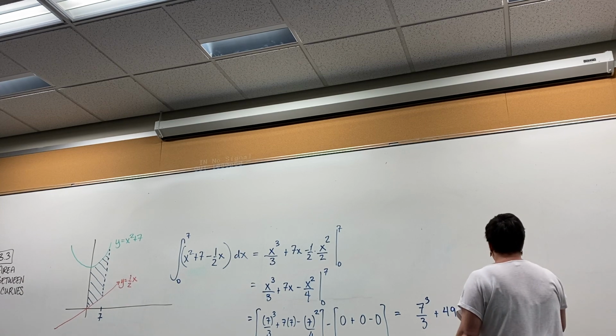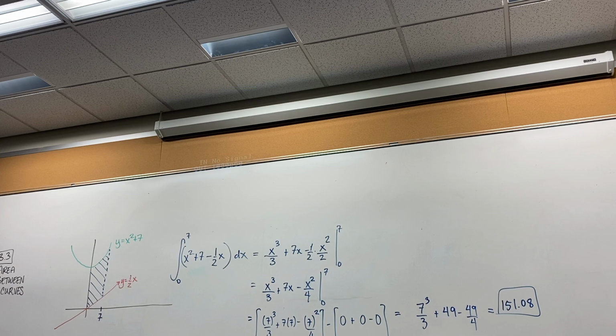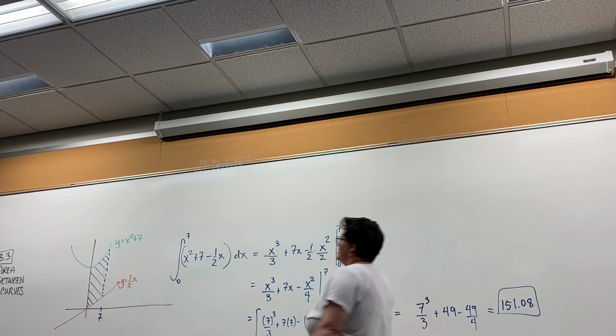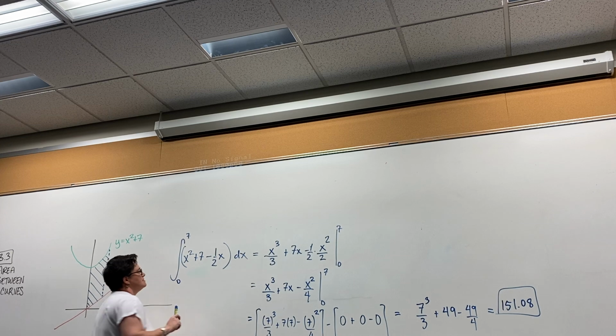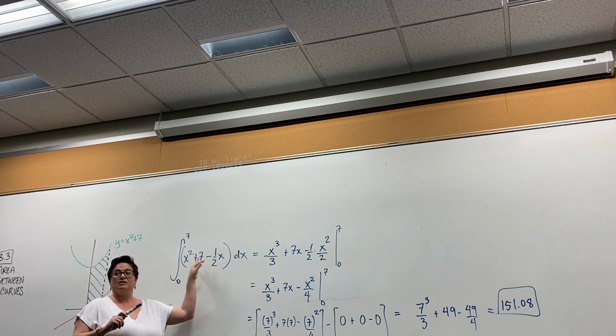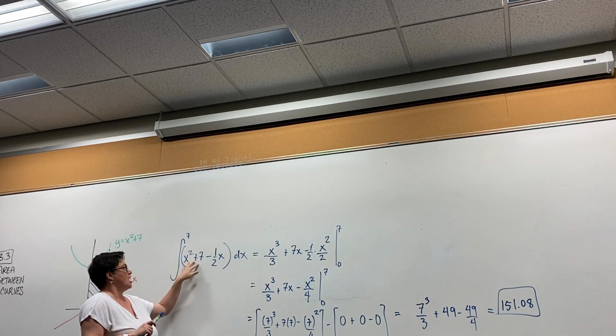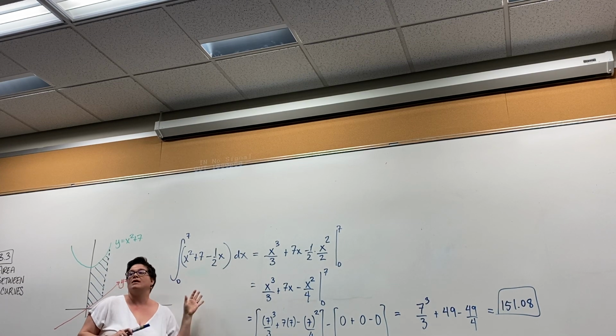151.08. How would you verify this, guys? What would you plug into your calculator, though? The original. What original? x squared plus 7. So you have to get as far as plugging it in, top minus bottom. So you need to know what's on top.